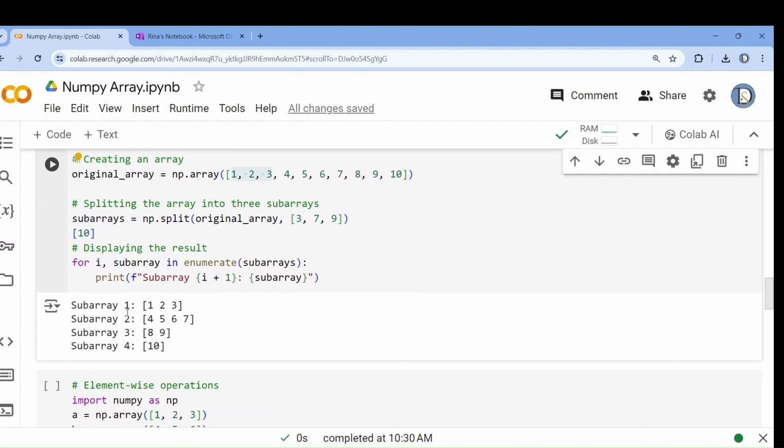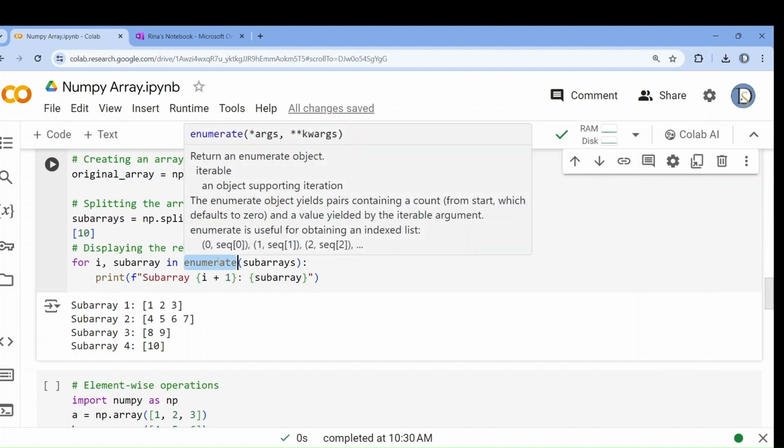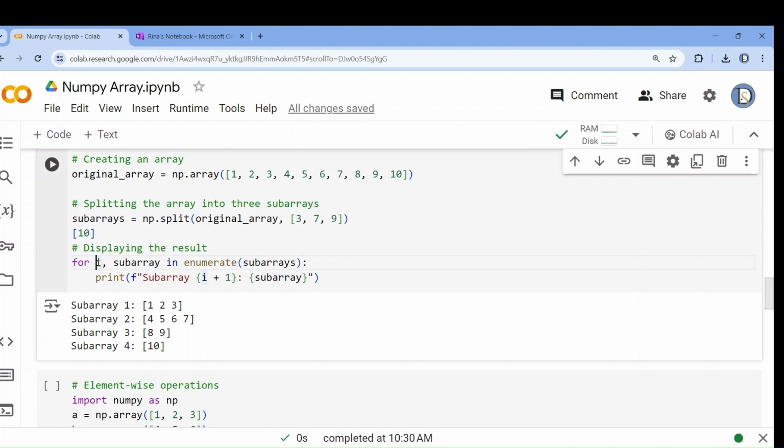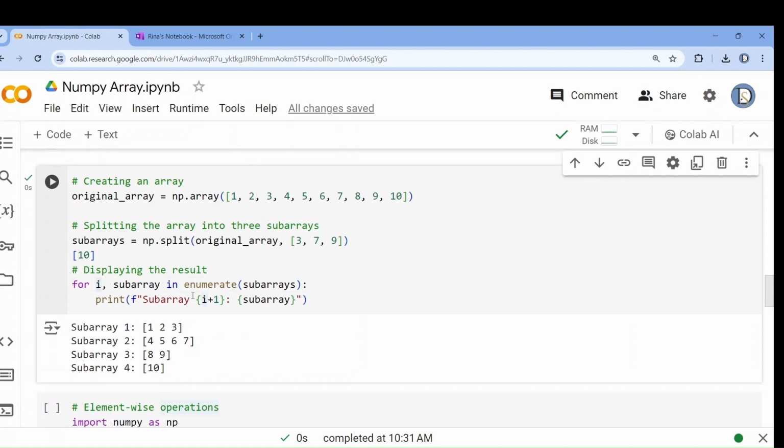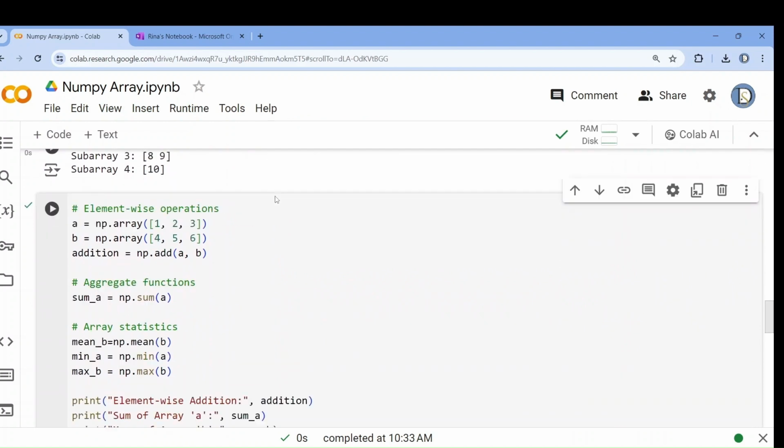Okay. Now tell me one thing. Why 1, 2, 3, 4? How have we achieved this? You remember the enumerate function? We made a complete video on the enumerate function. It just adds the index value. So for i, subarray in enumerate, that means with every subarray, the index position will be added. Okay. Now see here, I have given i plus 1 because I want the index position to start from 1. Otherwise, it will start from 0. Fine.